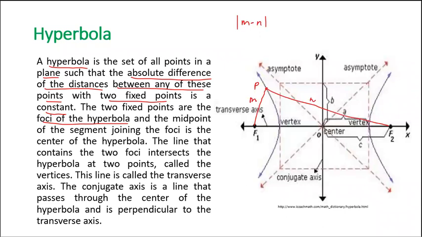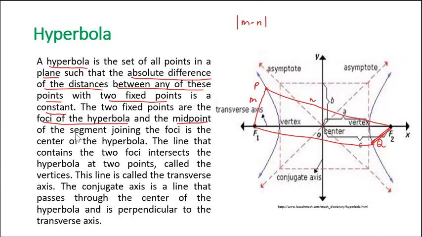So when we say it's a constant, if we get another point, let's say the point Q on the hyperbola, and we get the distance of the point Q from the first fixed point and the distance of Q from the second fixed point, the absolute difference of these distances will also be equal to the absolute difference between m and n.